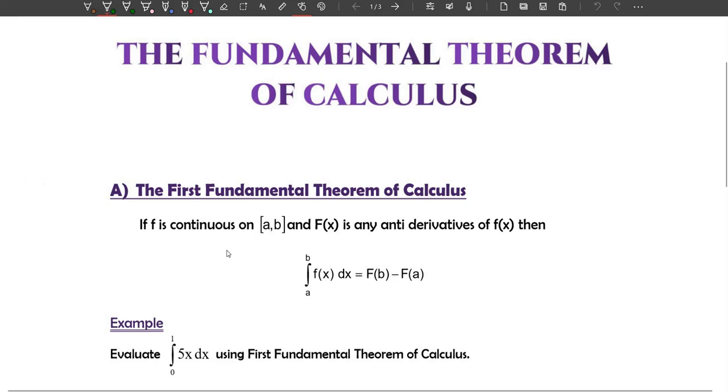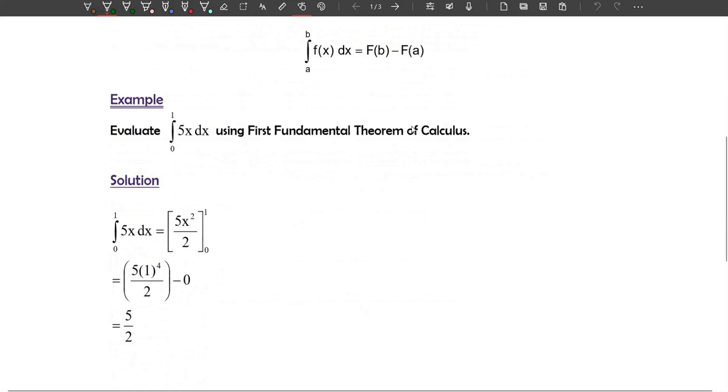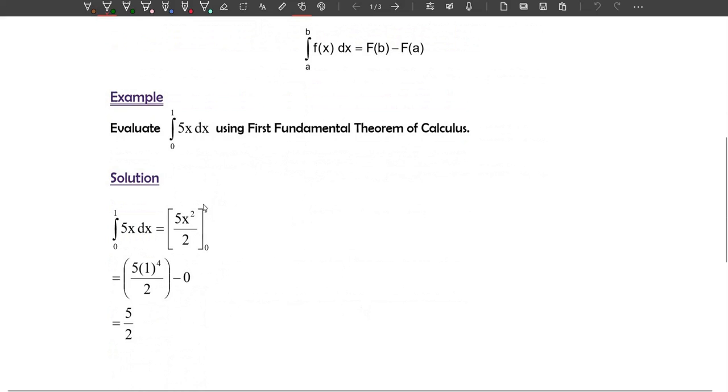The first fundamental theorem of calculus is this: if f is continuous on the interval [a, b] and capital F of x is any antiderivative of small f of x, then the integral from a to b of f(x) with respect to x is equal to F(b) minus F(a). That means whatever answer you get, you need to substitute the value of b minus the substitution of the value of a. This is the basic definite integral, the first fundamental theorem.